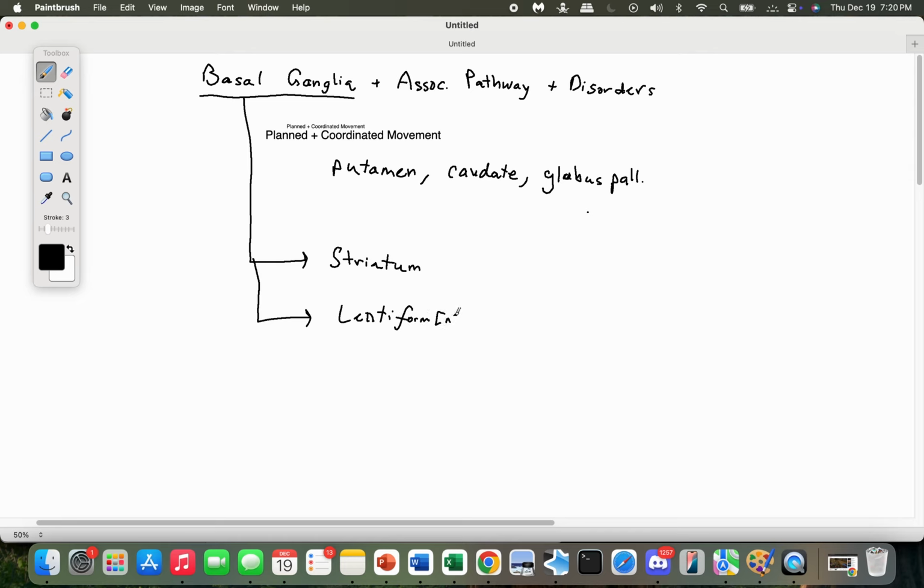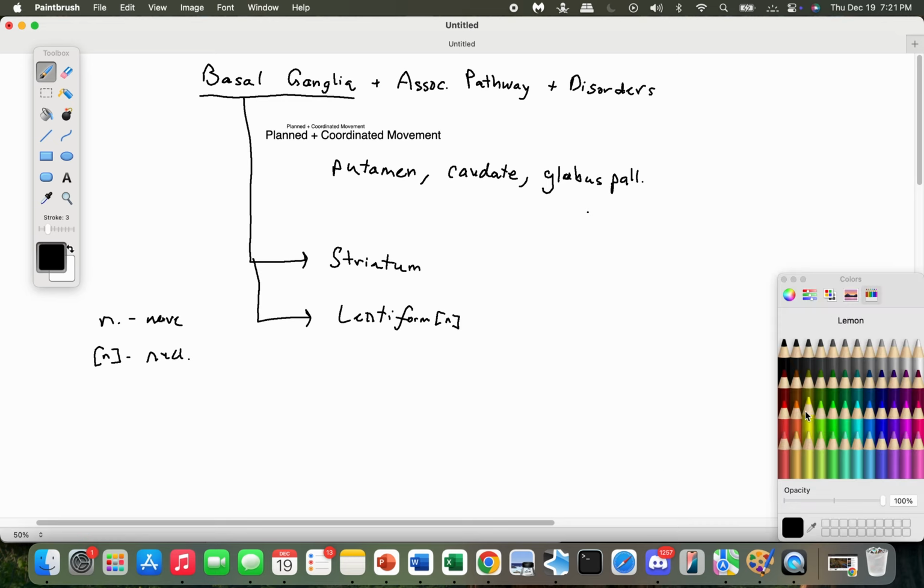I'm just going to abbreviate nucleus like this. If I were to write this, that's nerve, and this is nucleus. And apologies for the bad writing. I am writing with a mouse, so it's not going to be super neat.